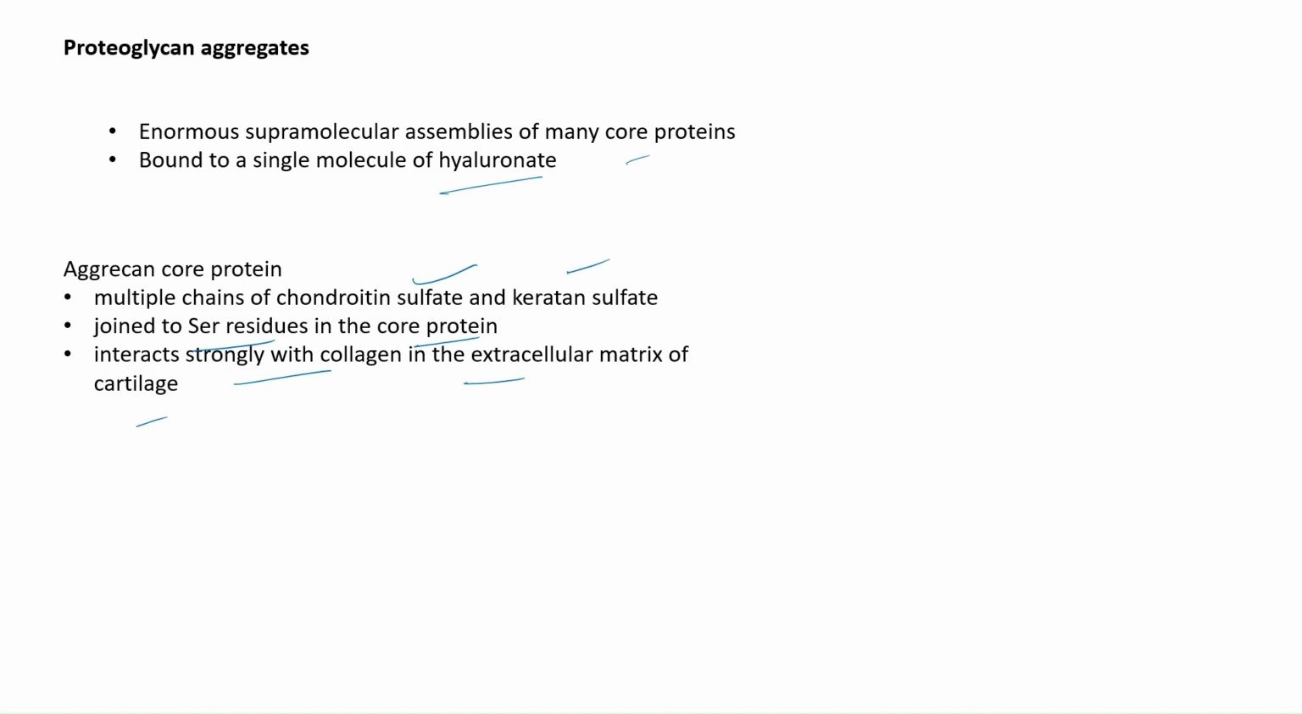Due to these proteoglycan aggregates, one proteoglycan is cross-linked with other proteoglycans and also with other proteins like elastin and fibronectin, and because of this cross-linked meshwork, the extracellular matrix gains its strength.